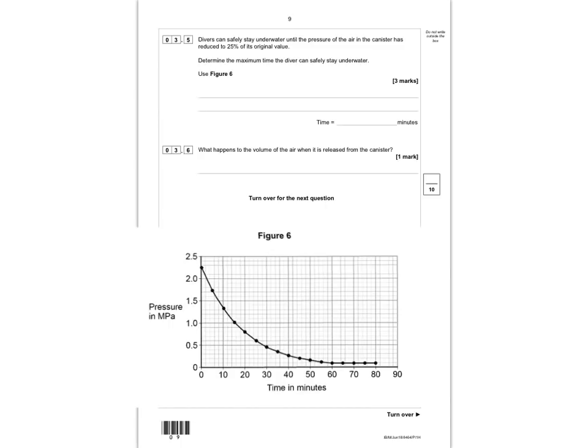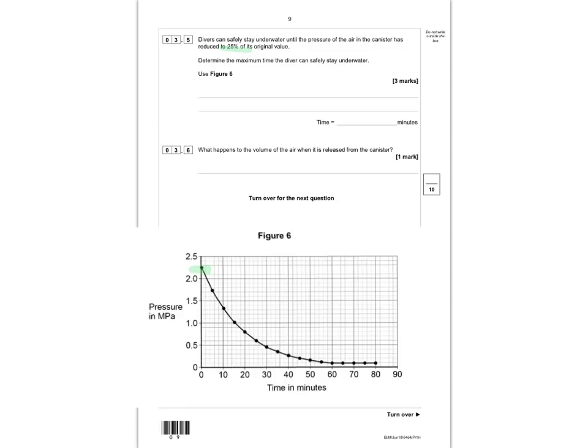So now I've dropped the graph in, and you can see graph figure 6 is down here, and we just need to try and figure out what we need to do in the question. So if we look at the question, it says divers can safely stay underwater until the pressure of the air in the canister has reduced to 25% of its original value. Determine the maximum time the diver can safely stay underwater. So we need to find 25% of the original value, and then we use that to read off to find our time.